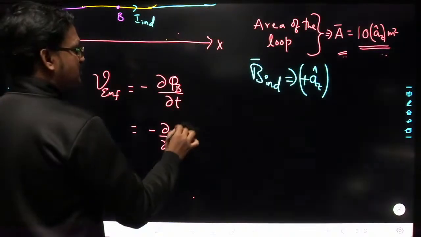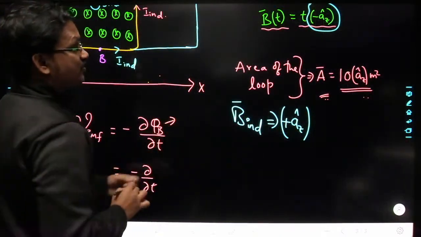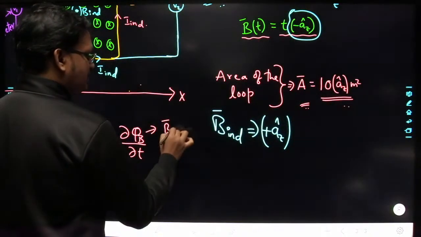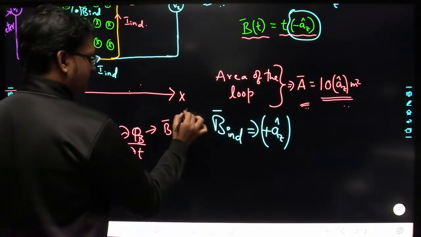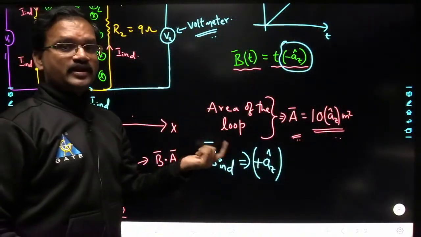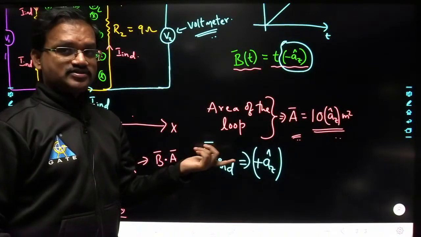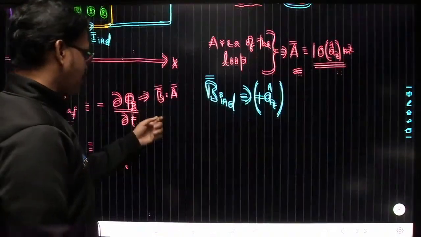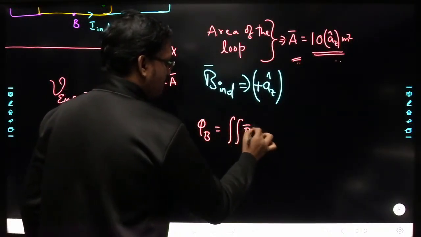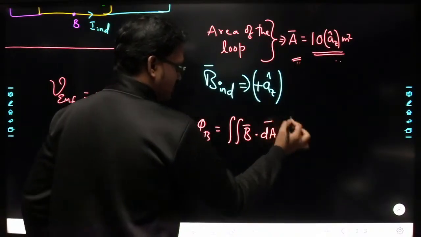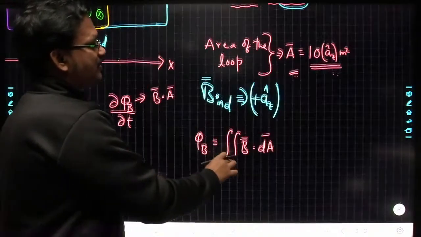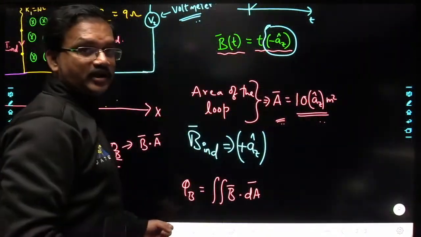Where phi b is nothing but B bar dot A bar. I can write B bar dot A bar directly here. Why? Because here the B field is independent of space. See, generally phi b is equal to double integral B bar dot dA bar. So here the B field is a function of time, but it is independent of space.